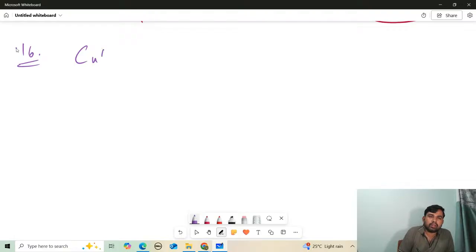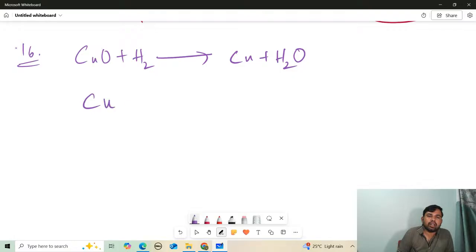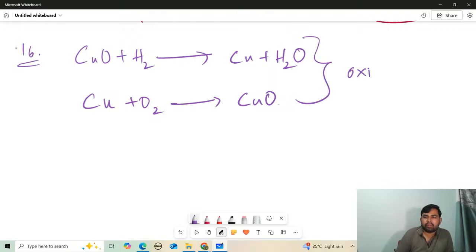We can take an example: copper oxide plus H2 gives rise to copper plus H2O. This is an example. One more example: copper plus oxygen gives rise to copper oxide. So they're asking two examples for oxidation. I'll say these two are examples for oxidation. Same examples we can give for the reduction. Why? Because wherever there is oxidation, there will definitely be reduction.